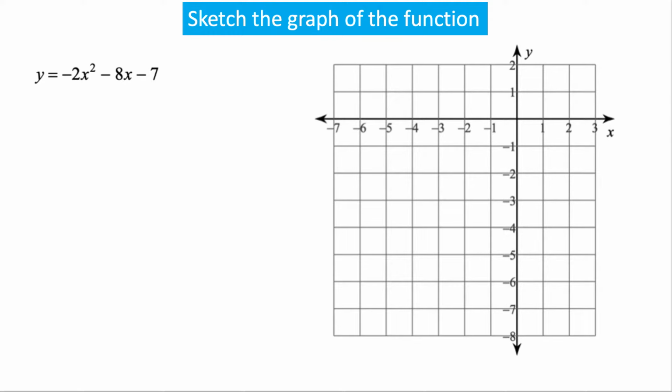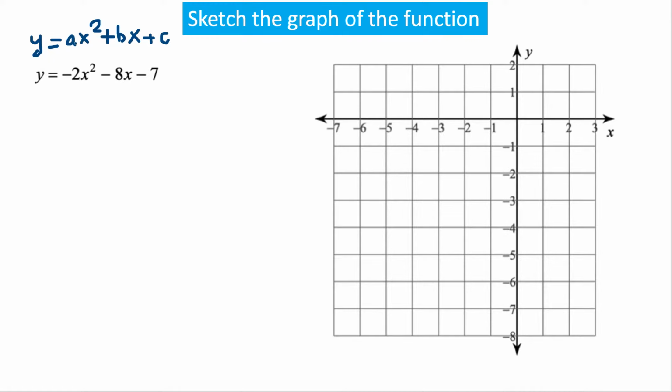The function is y equals minus 2x squared minus 8x minus 7. So the function is a quadratic function in standard form. Let me first write the general formula of a quadratic function in standard form. We can write y equals ax squared plus bx plus c. So this is the formula for the quadratic function in standard form.